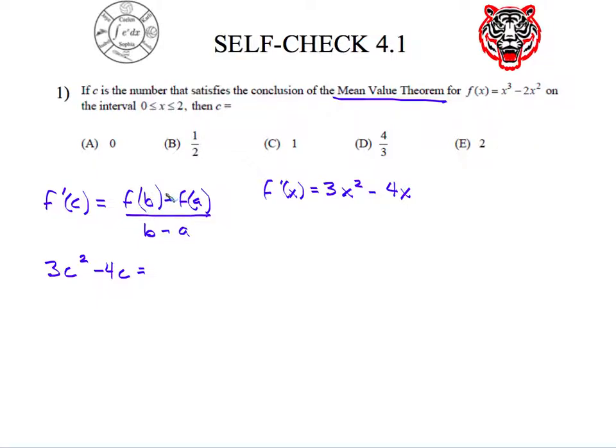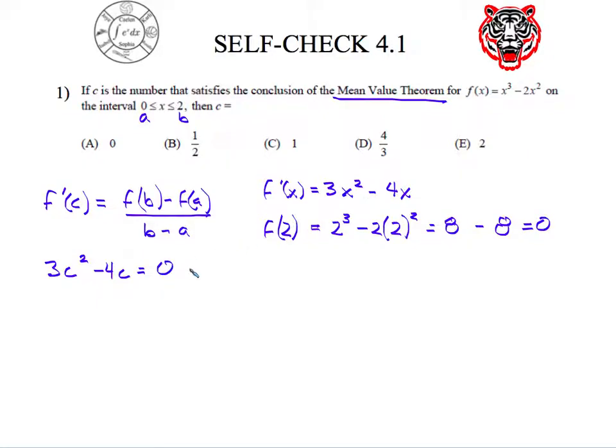F of B. Well, this is A and this is B, the start and end, which means if I'm plugging into the normal function, just no f prime, just f of B, that's going to be plugging in 2. So f of 2, this is really f of B, is equal to 2 cubed minus 2 times 2 squared, so 8 minus 8, so we get 0 there.